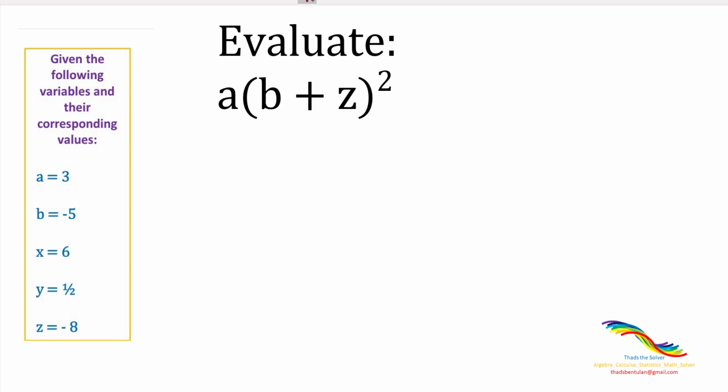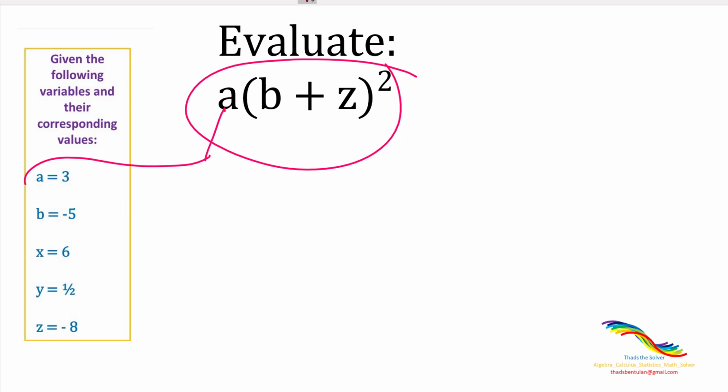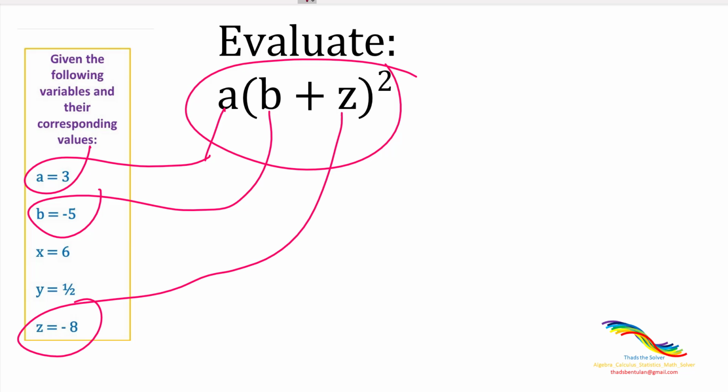Today we're going to evaluate the expression a open parenthesis b plus z close parenthesis squared, where a equals 3, b equals -5, and z equals -8, and those are the given values. Remember that there is a parenthesis here, so we're going to discuss how to attack this problem.